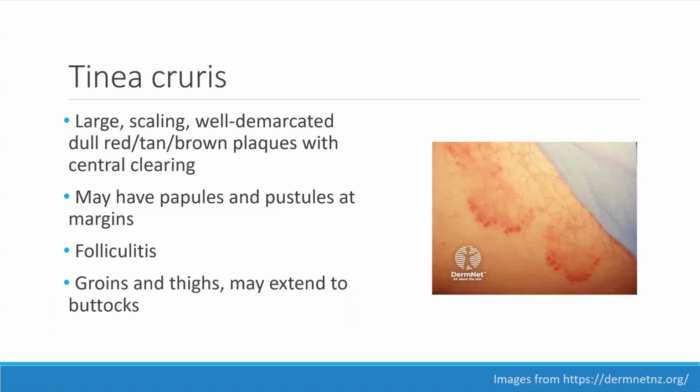Next, tinea cruris, over the groins. You have large, scaling, well-demarcated, dull, red, tan, or brown plaques with central clearing. And the patients may have papules and pustules at the margins, as well as folliculitis. The common sites are on the groins and thighs, but may extend to the buttocks.